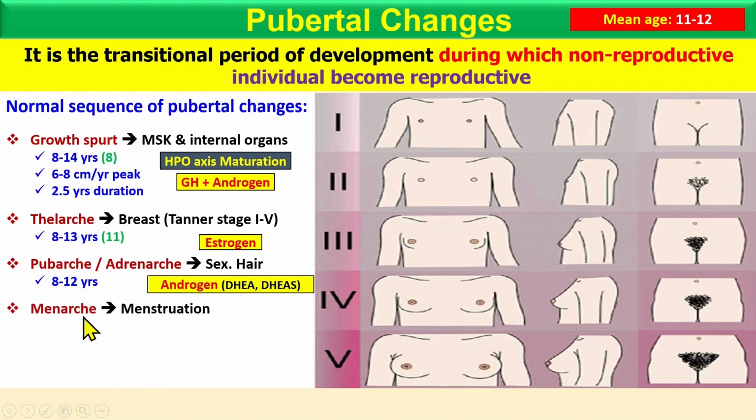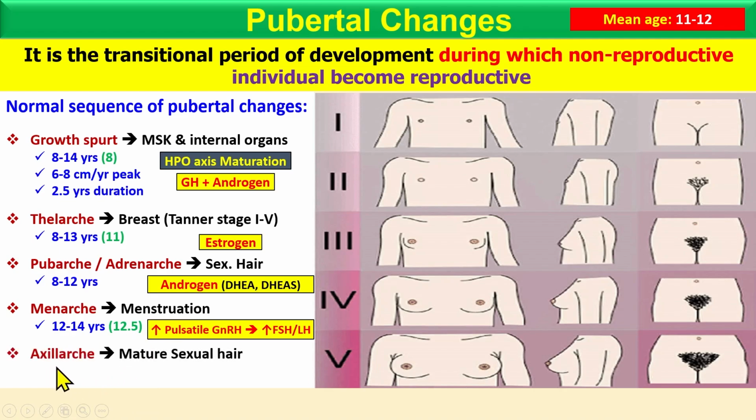Okay, and menarche, the maturation, starts from 12 to 14 years. Okay, and it's associated with the pulsatile GnRH. So there is secretion of pulsatile GnRH, which causes the FSH and LH, which impact on the ovary, which affects the release of the estrogen and the progesterone, causing the endometrial changes, which cause the maturation. Okay, and the axillary, where you see the mature sexual hair in the axilla.